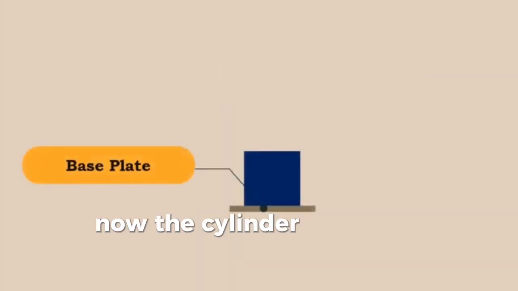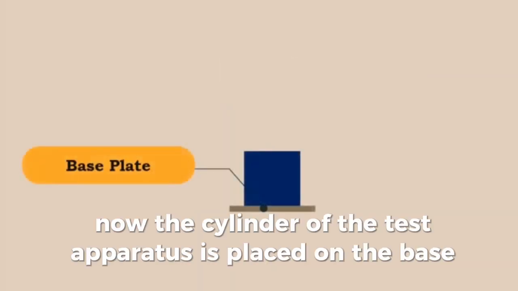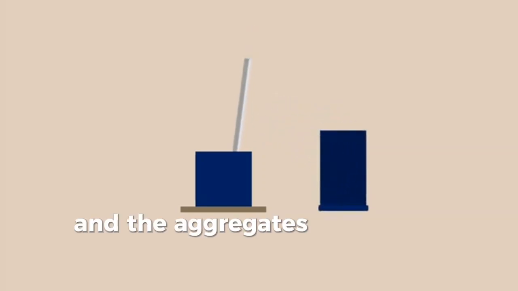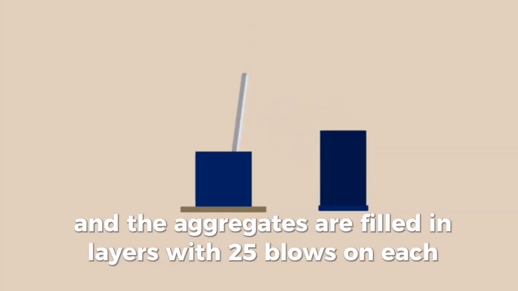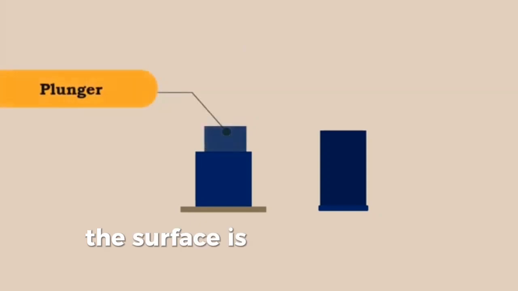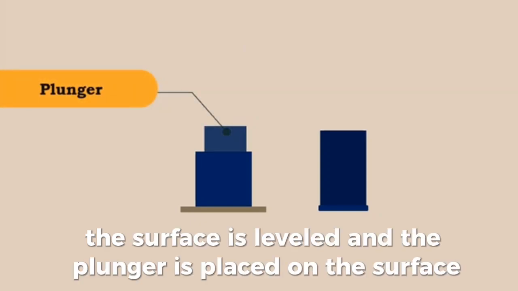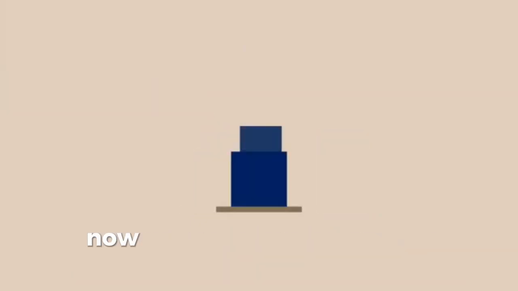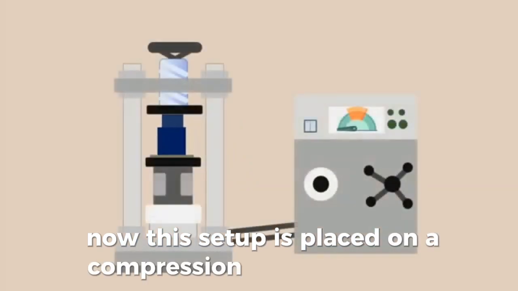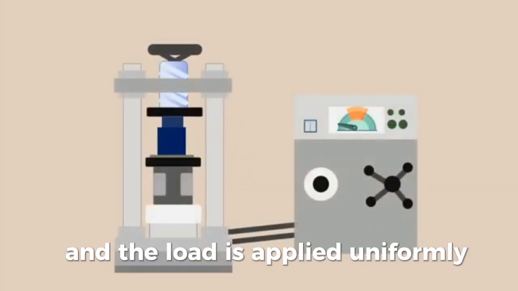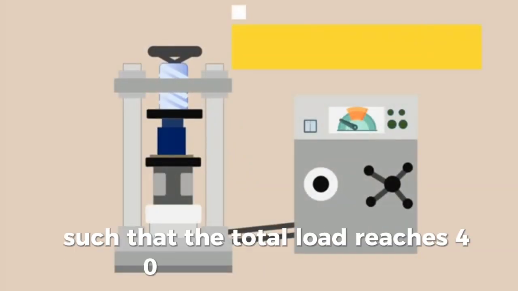Now, the cylinder of the test apparatus is placed on the base plate. And the aggregates are filled in layers with 25 blows on each layer. The surface is leveled, and the plunger is placed on the surface. Now, this setup is placed on a compression testing machine and the load is applied uniformly such that the total load reaches 40 tons in 10 minutes.